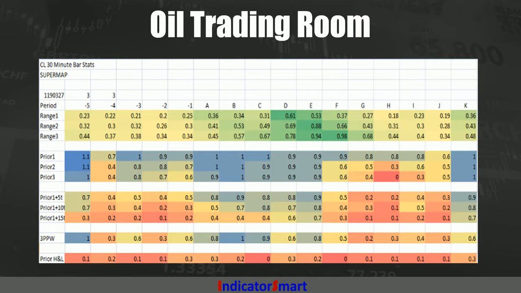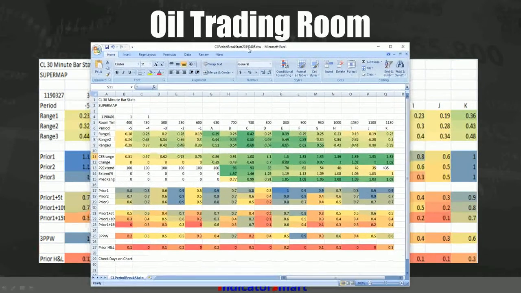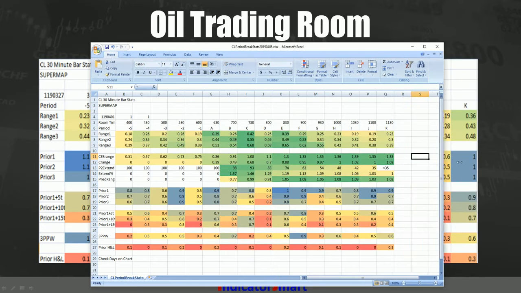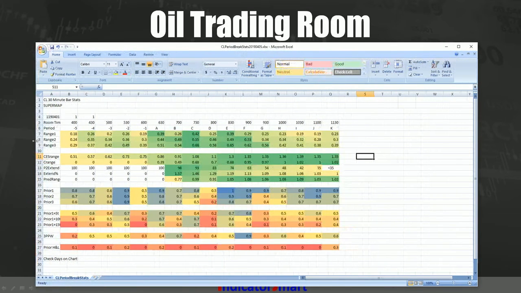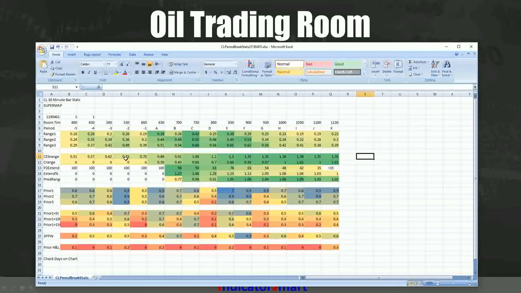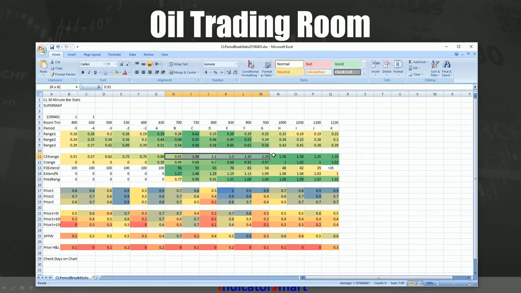This is a super map, and actually in this last week I've expanded the super map. Let me show you the current one that we're using here on the spreadsheet. I added some things this week, some more advanced targeting methods. This sheet shows us what the expected ranges are going through each 30-minute period of the day. Shows you what the expectation is based on what had happened in the past.